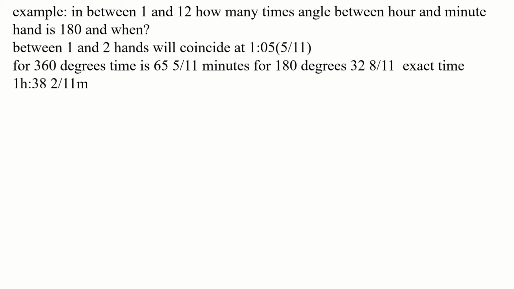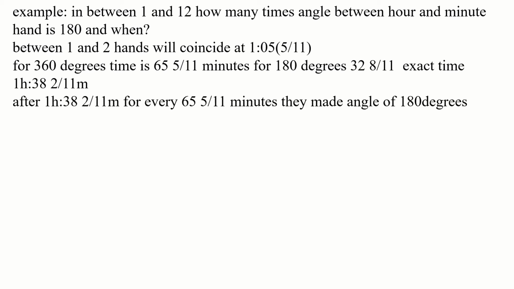So after that, to form another 180, the two hands have to cover 360 degrees of rotation. In order to form another 180, it has to rotate 360 degrees by the two hands. This is the logic. So by adding 65 5 by 11, you get 180 degrees angle every time.